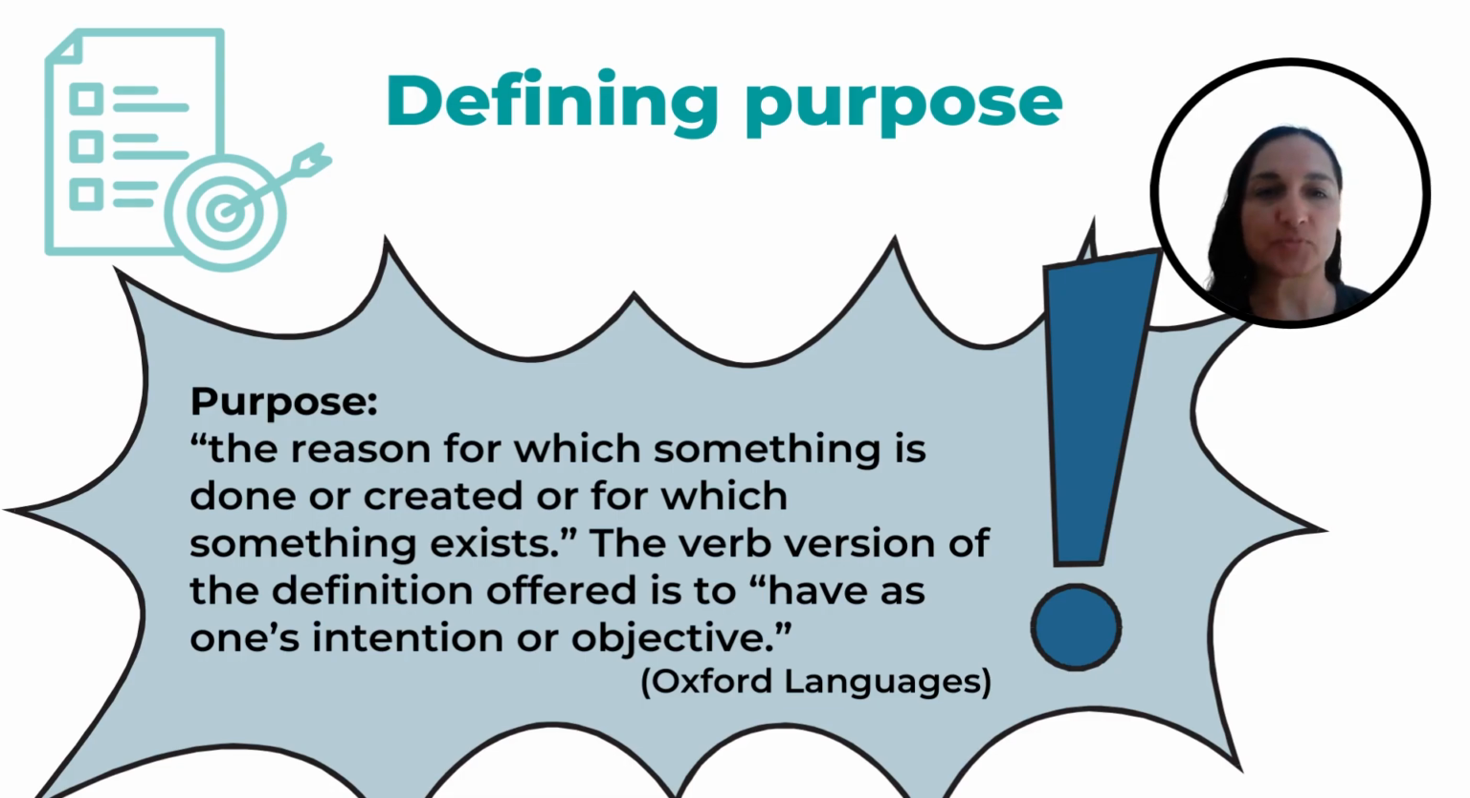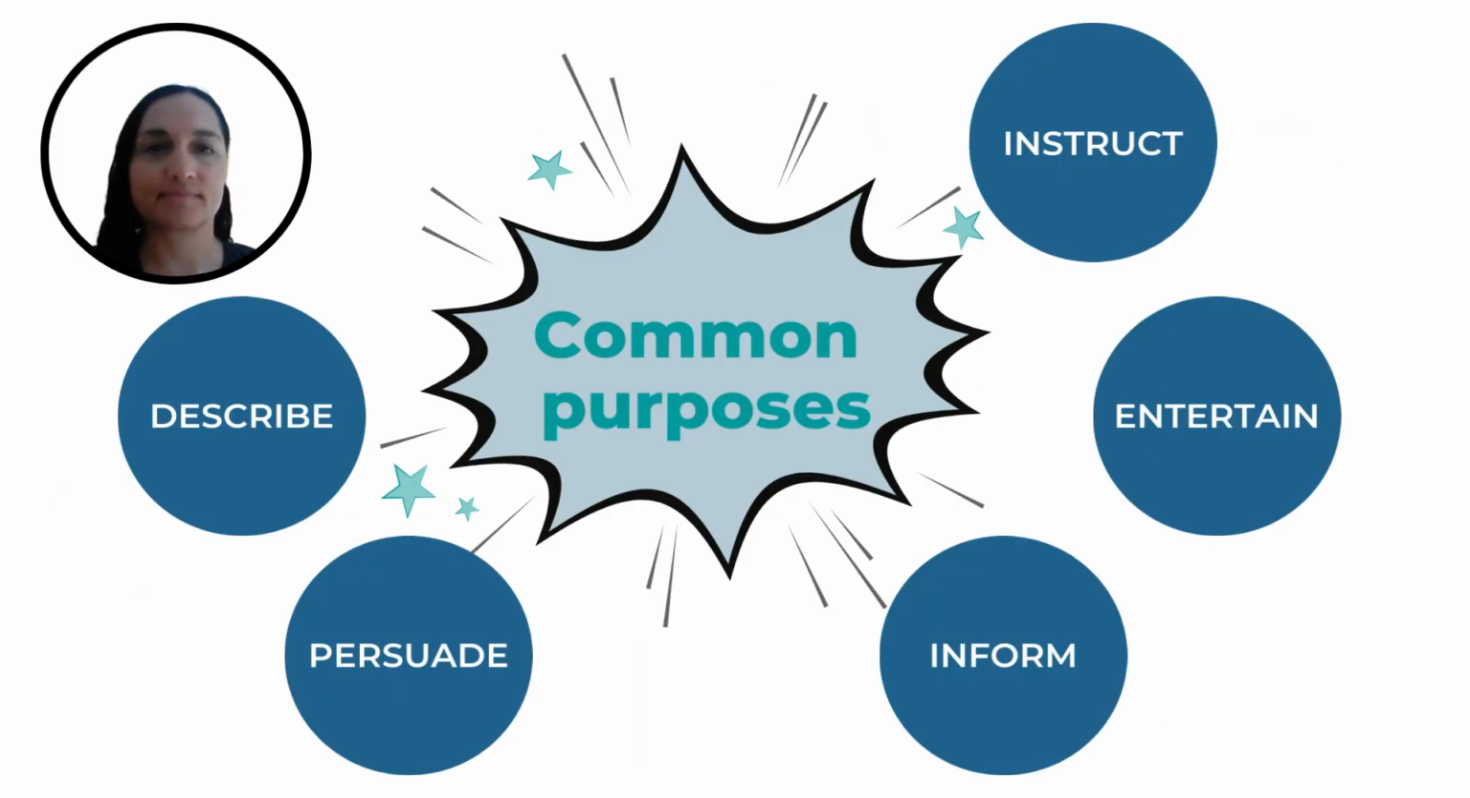Oxford Languages defines purpose as the reason for which something is done or created, or for which something exists. The verb version of the definition offered is to have as one's intention or objective. With these definitions in mind, we can think of an author's purpose as the reason for which they wrote their literary work and their intention or objective in writing it.